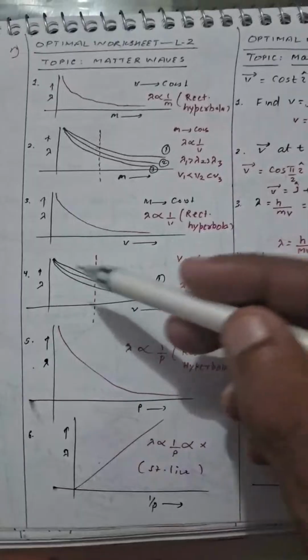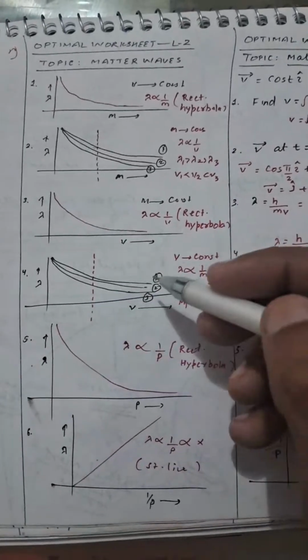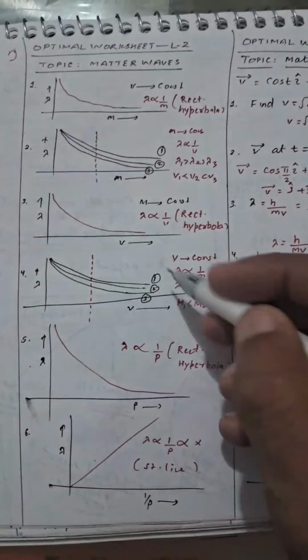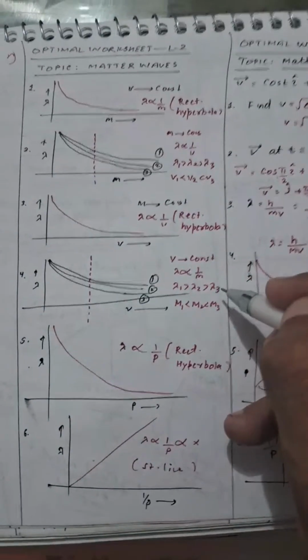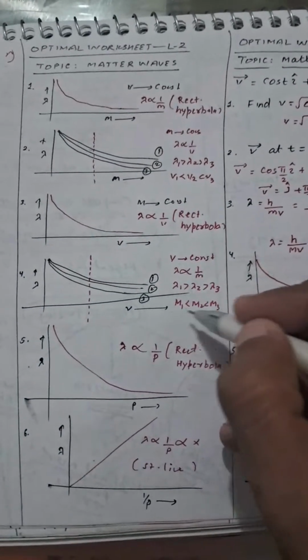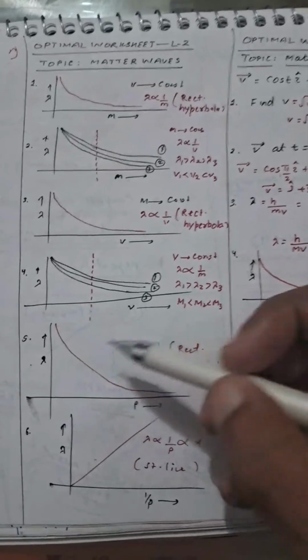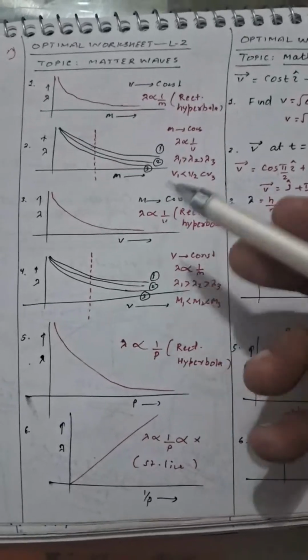Here also, if we draw the graph of lambda versus v for three different cases, from the analysis we can see that lambda 1 is greater than lambda 2 is greater than lambda 3. That means m1 is less than m2 is less than m3. So these are the possible graphs.